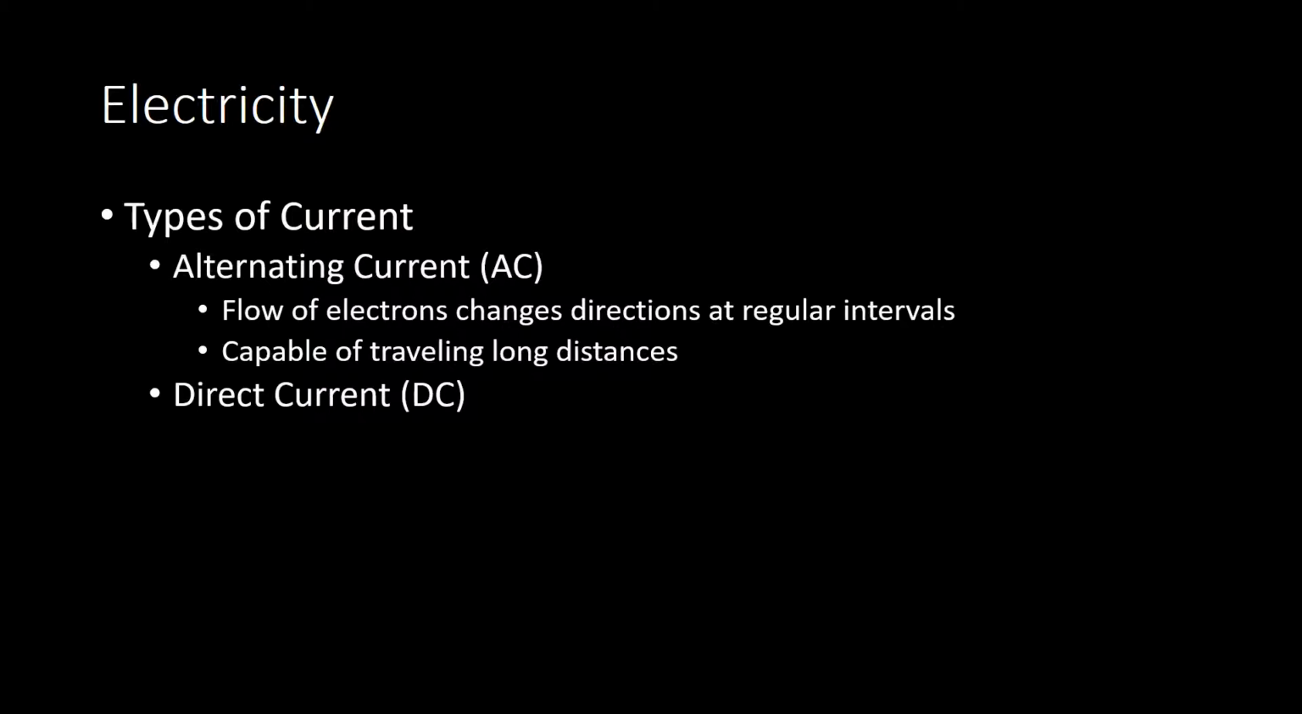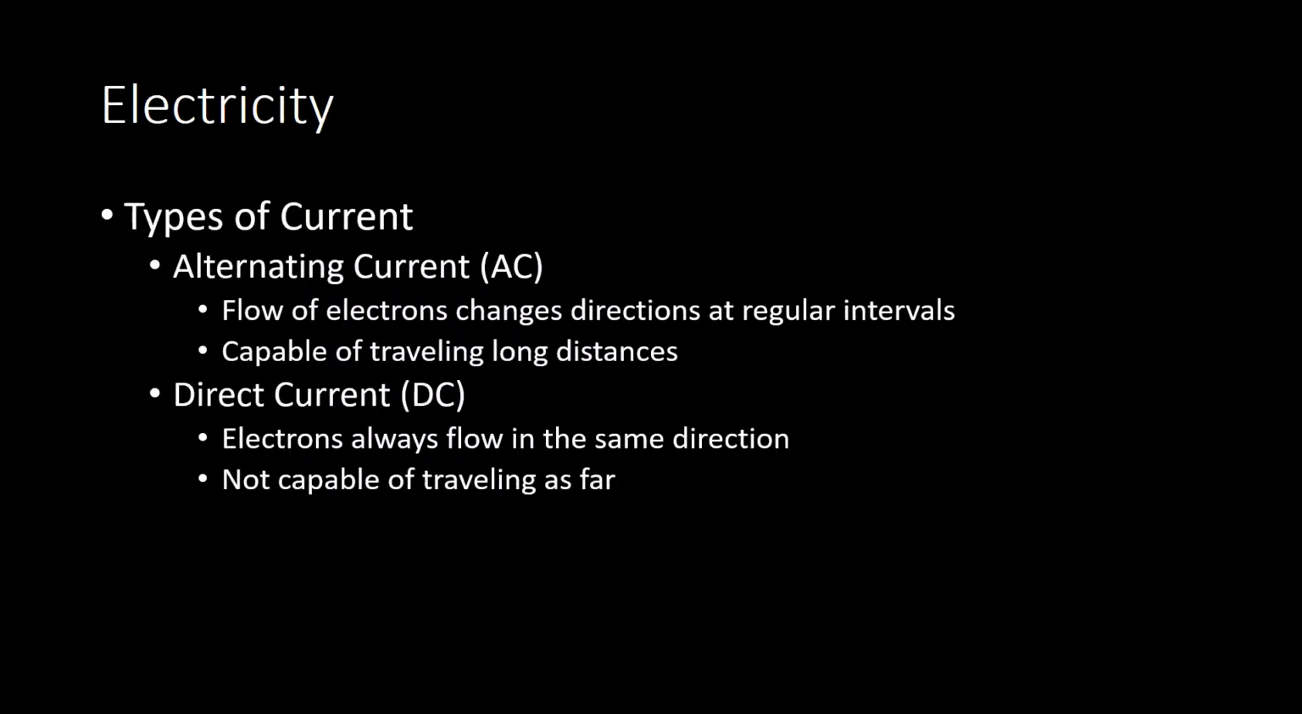The other type of current is direct current, or DC. In DC, electrons always flow in the same direction, so any battery-powered device uses direct current. This can't travel as far, but it's also typically safer because it's not as strong. So pretty much any portable device, anything that's battery-powered, is going to be using direct current.